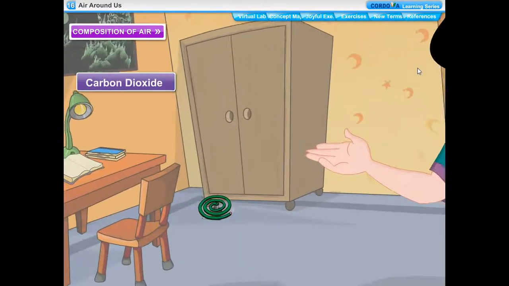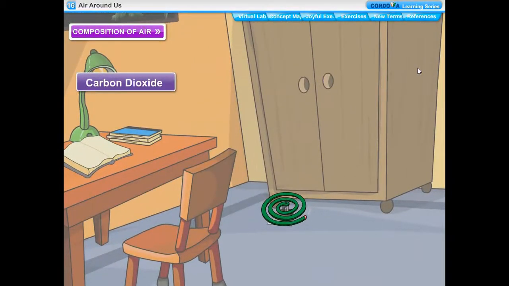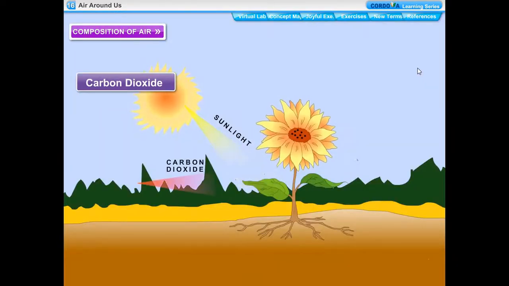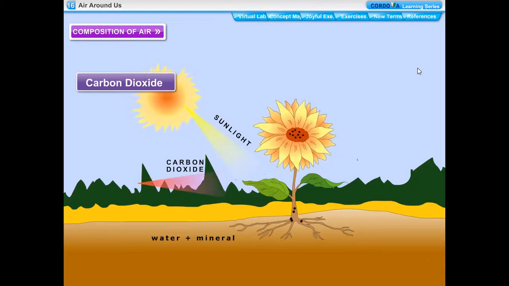Carbon dioxide. In a closed room, if there is some material burning, we feel suffocated. Green plants need this carbon dioxide to prepare their food by the process of photosynthesis.